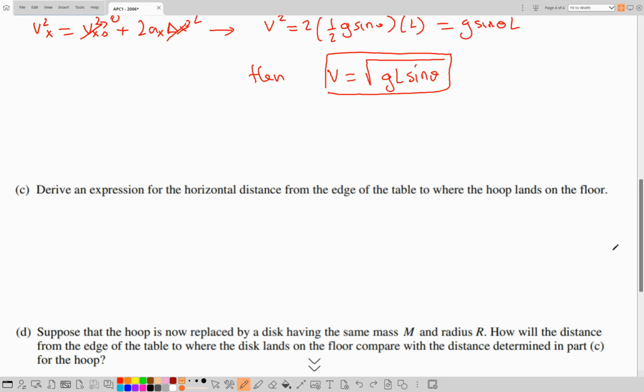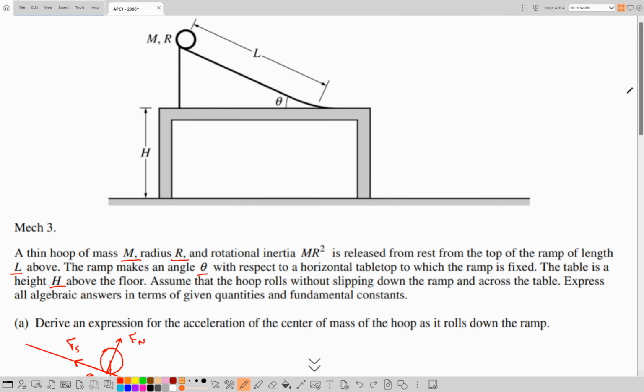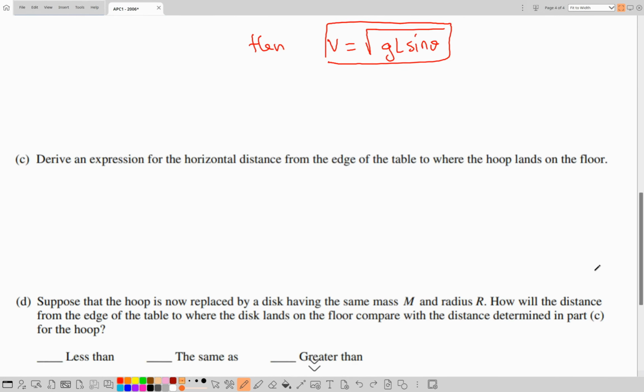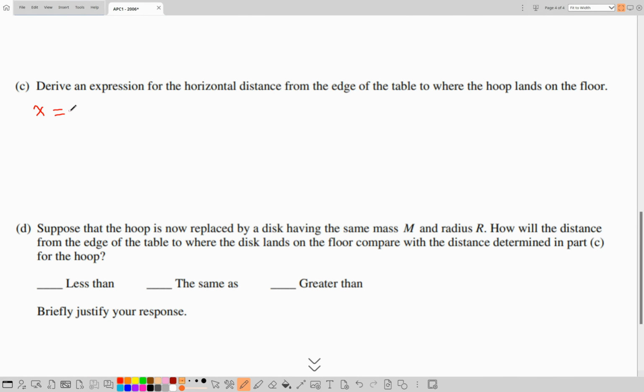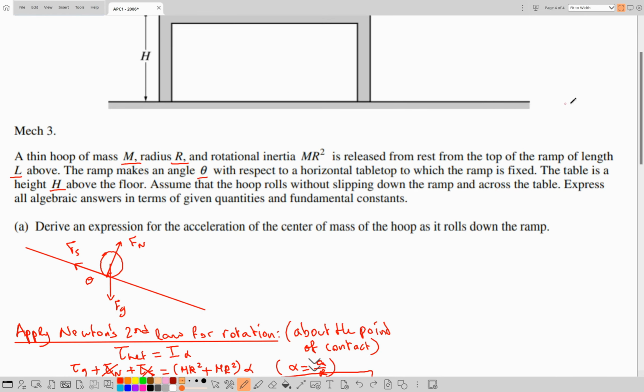Now in part C, derive an expression for the horizontal distance from the edge of the table to where the hoop lands on the floor. This can be solved by kinematics. If the hoop at this point possesses only horizontal velocity, then x is given by x0 plus v0 cosine theta t, because the launching angle is 0, which makes this 1, and we can always set our origin. Let me say that the horizontal distance is capital D, and v0 is basically v that we have determined in the previous part. Then D would be given by vt, and remember that our answer should be expressed in terms of the givens, not time.